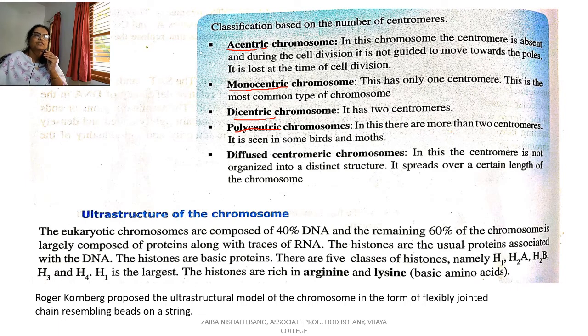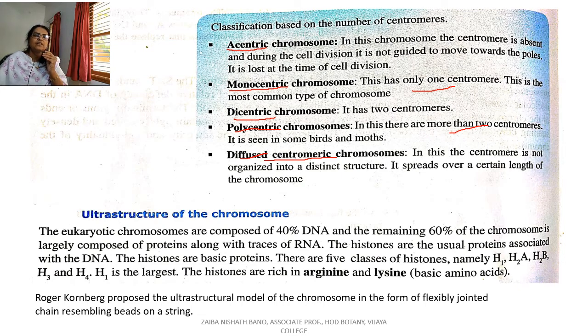They are very common in birds and moths. Then diffuse centromeric chromosomes. In this type, the centromere is not organized into a distinct structure. It spreads over a certain length of the chromosome, so appearing diffused. This type of chromosome is called the diffuse centromeric chromosome.